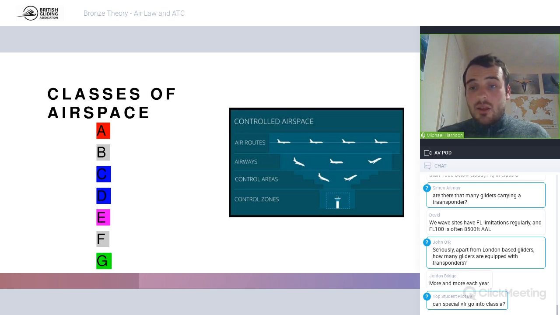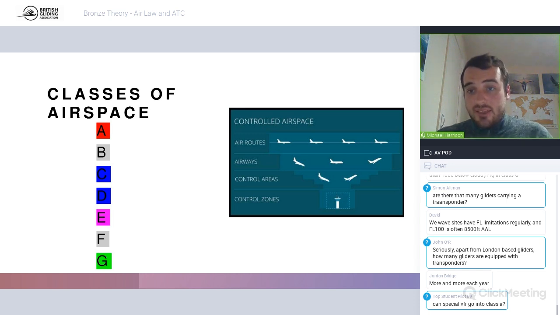Class C, we do use in the UK. All of the airspace above flight level 195 is Class C. It's blanket coverage. Even the areas that are temporary reserved areas for gliders, which people at wave sites will be aware of, gliders are allowed into them, but they are still Class C airspace. It is a blanket coverage. There is a little bit of Class C airspace below flight level 195, but there's not a lot of it. Class D is the most common class you will come across.